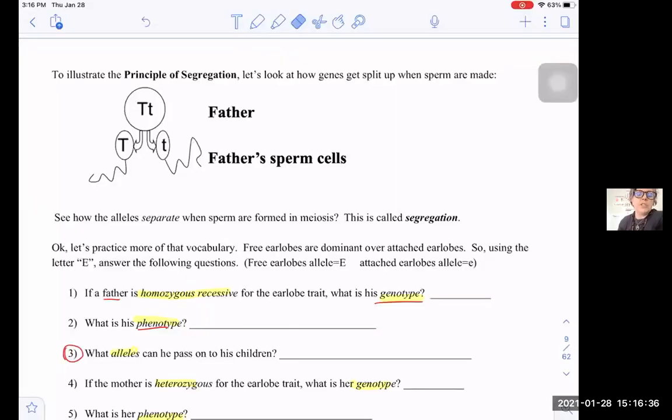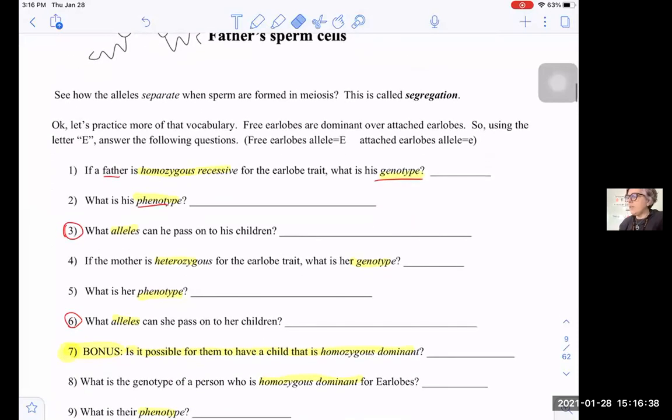I'm going to point out that there are quite a few vocab words here that you're going to need to make sure you understand in order to answer these questions correctly. It's saying if the father is homozygous recessive for the earlobe trait, what is his genotype? So you're going to have to make sure that you understand those. And then it's going to ask what is his phenotype based on that.